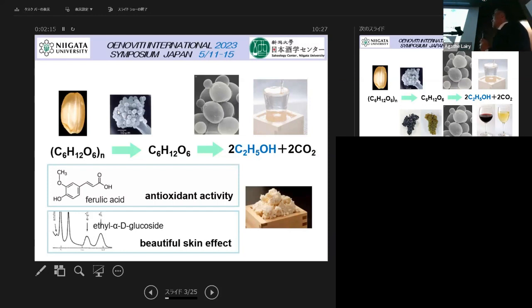So finally, sake mash is separated into sake and sake lees. And many bioactive components have been identified in sake lees and sake. Here are some examples of health benefits identified in sake and sake lees. Phenolic acid, which has an antioxidant activity, and the HLD glycoside, which has a beautiful skin effect, are identified in sake and sake lees. Already, the importance of antioxidant activity was mentioned by Professor Teissedre and Professor Sato.